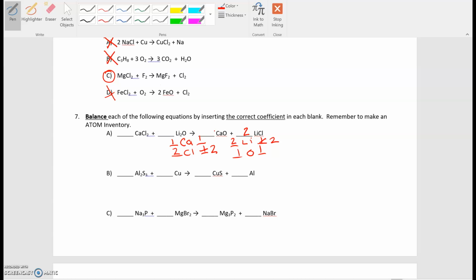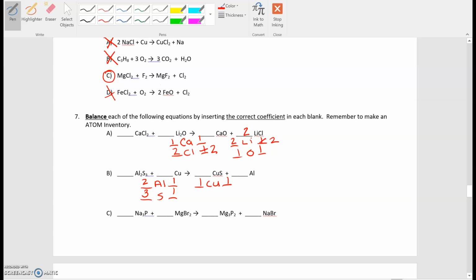Welcome back. So you should have created an inventory with aluminum, sulfur, and copper. For aluminum on the reactant side, I have a subscript of 2, so that means I have 2. On the product side, I have no subscript, which means there's just 1. The reactant side for sulfur, there's 3. On the product side, there's 1. The reactant side, I have 1 copper. Product side, just 1.